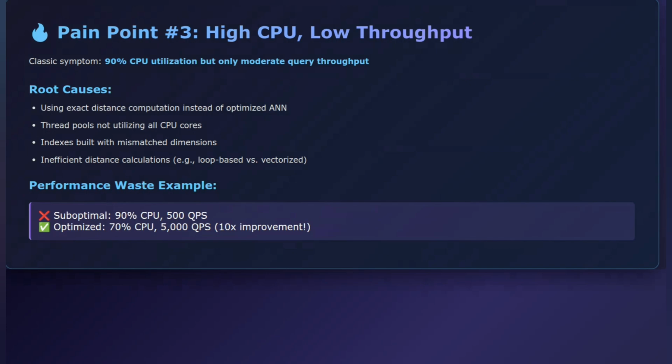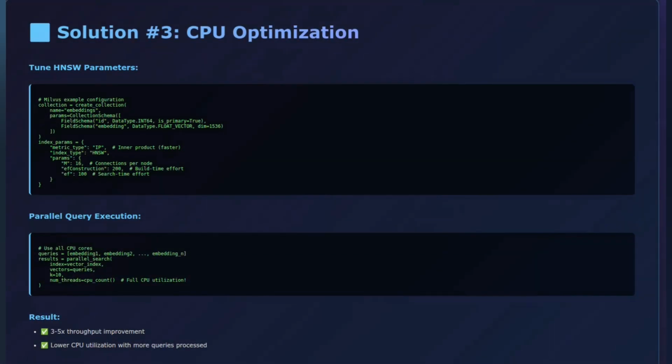Root cause number 3, dimension mismatch. Your embedding model outputs 1536 dimensions, but your index was built with a different model that outputs 384 dimensions. The system is padding vectors to match, wasting CPU on meaningless calculations, or it's recalculating dimensions on the fly. The fix is surprisingly straightforward.